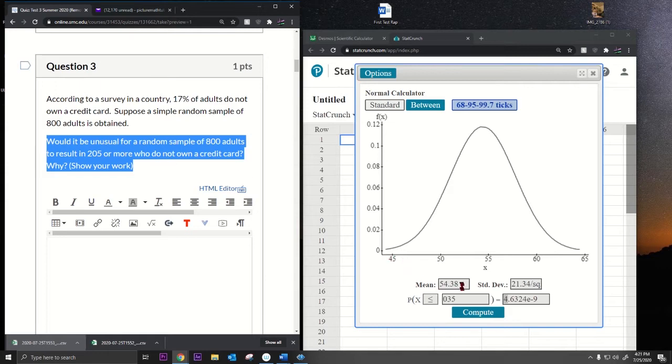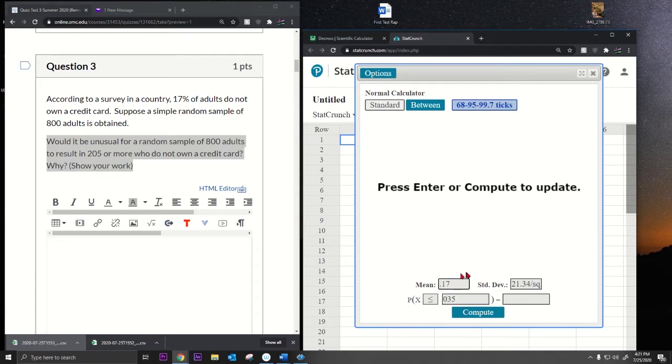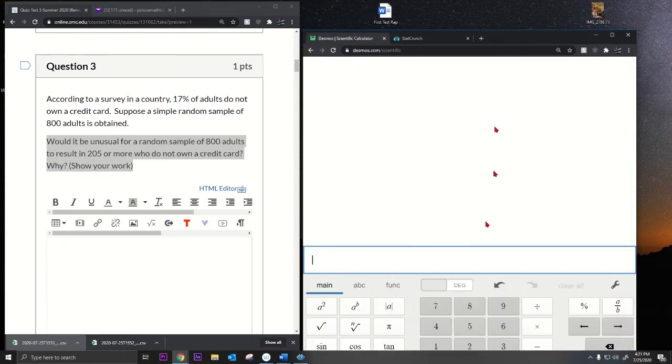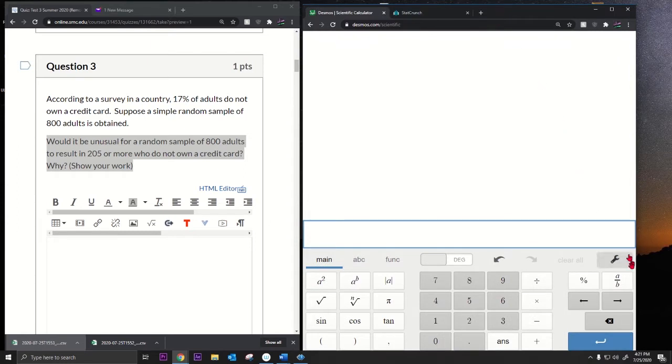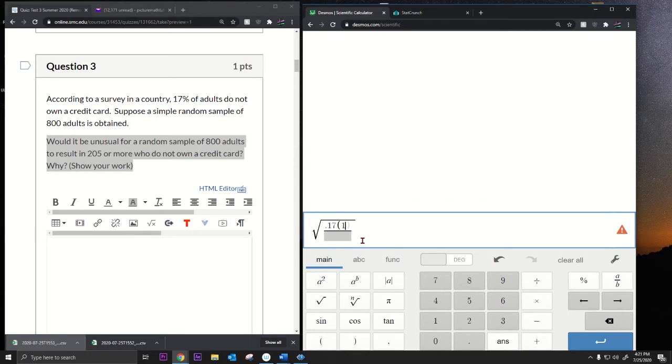So the mean here of the sampling distribution is 0.17. The standard error is really hard to get. Let's see, how should I get this standard error? Maybe I'll use Desmos. Why not? It's easier to kind of see on Desmos. Let's see, standard error is going to be, actually I can do the square root first. Square root, then put a fraction in. And let's think, it's a standard error, and we know the proportion, so it's going to be 0.17 times 1 minus 0.17, divided by n, which is 800. So that is the standard error.